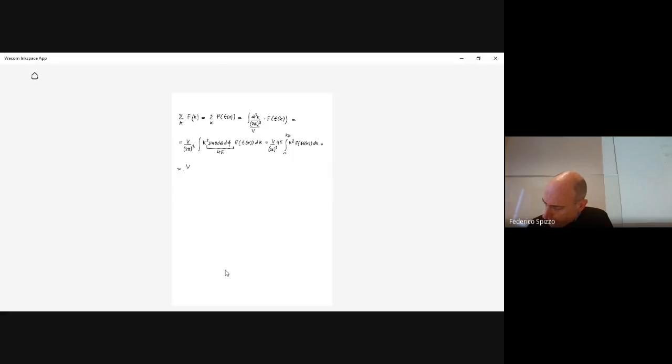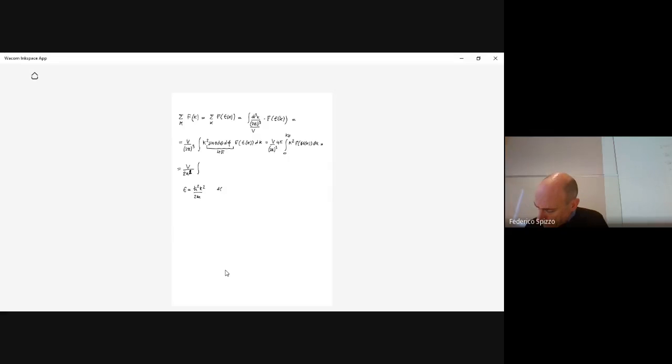So I have volume divided by 2 pi to the power of 2, because I simplified 4 pi with 8 pi to the power of 3. Then I may change variables. I may switch from the wave vector modulus to energy, due to the fact that the energy is h bar squared k squared divided by 2m. So at this point, I change the variable of integration from k to energy.